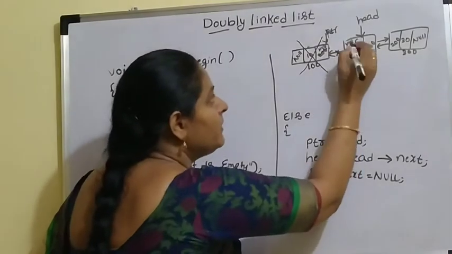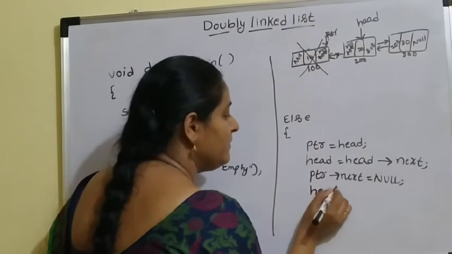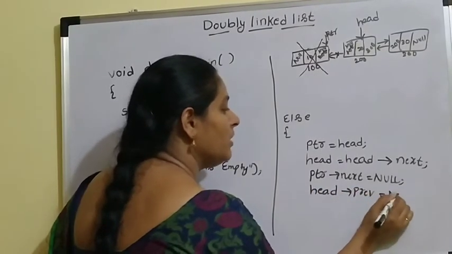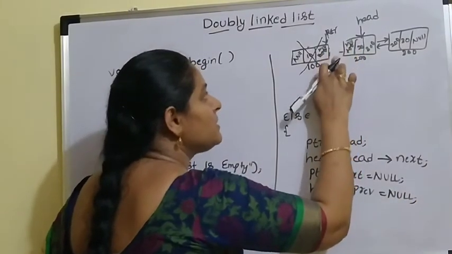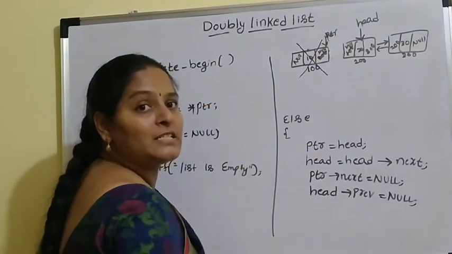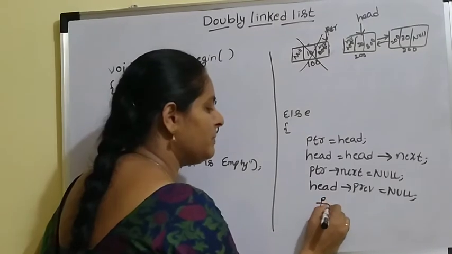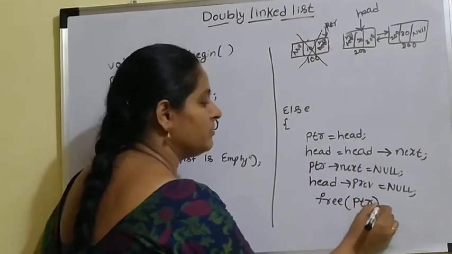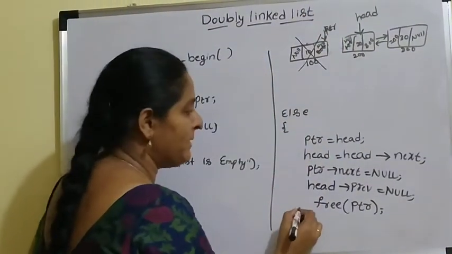Okay, now put null value before the head node. Head previous equal to null. If you place null value here, automatically this node is also disconnected. Now PTR is separated from the list. Now remove or deallocate the memory from the PTR by using free function. Free PTR. So automatically the memory will be deallocated from this PTR.